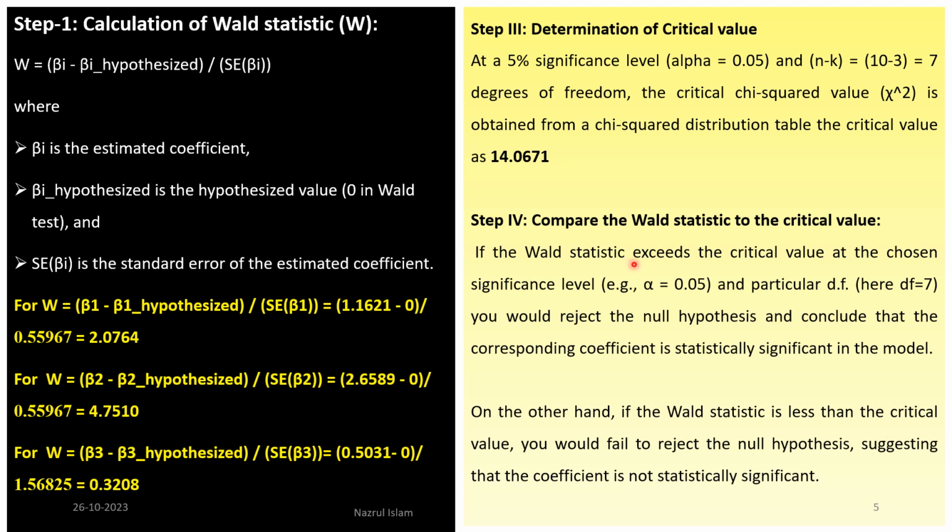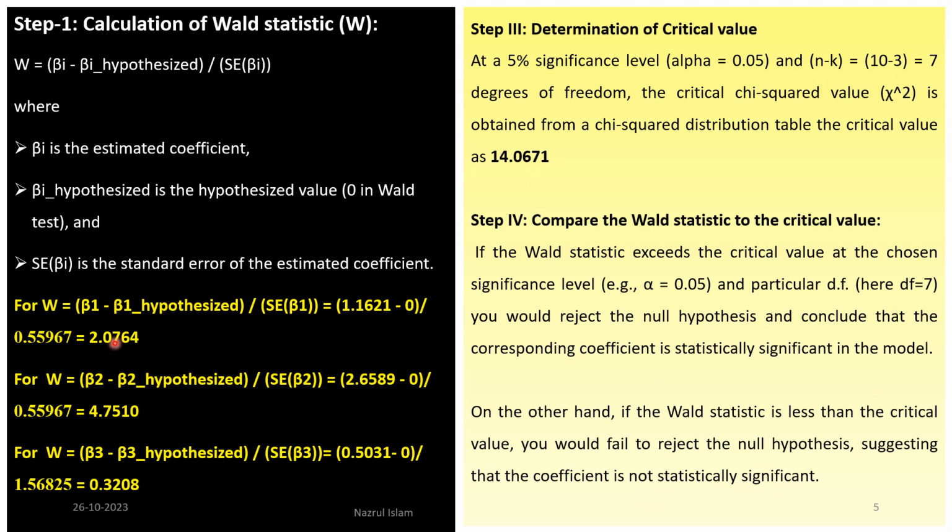If the Wald statistic exceeds the critical value at the chosen significance level, that is alpha equal to 0.05, and with particular degrees of freedom, you would reject the null hypothesis and conclude that the corresponding coefficient is statistically significant in the model. On the other hand, if the Wald statistic is less than the critical value, you would fail to reject the null hypothesis, suggesting that the coefficient is not statistically significant.